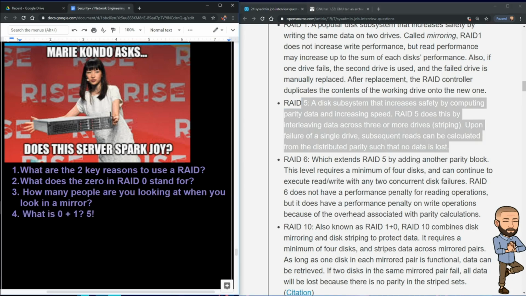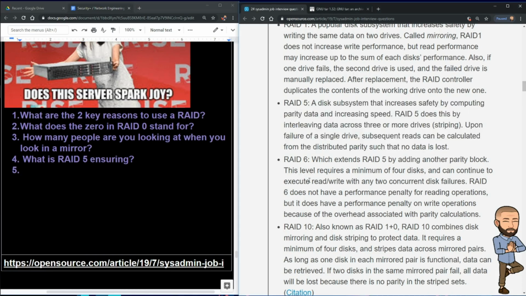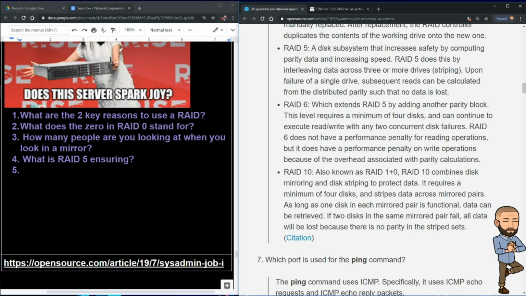Alright, so one way to remember this might be like, what is 0 plus 1? Because if you take the concept of RAID 0 and add that to the concept of RAID 1, we get RAID 5. Okay, let's delete that. Might not be the best way to remember this. How about this one? What is RAID 5 ensuring? And it's ensuring an increase in performance and reliability. So it's kind of like the best of both worlds. Clearly, though, it's going to take a bit. And I wonder what reasons could exist for people just not always going with a RAID 5.